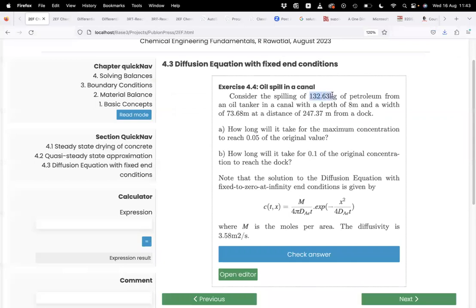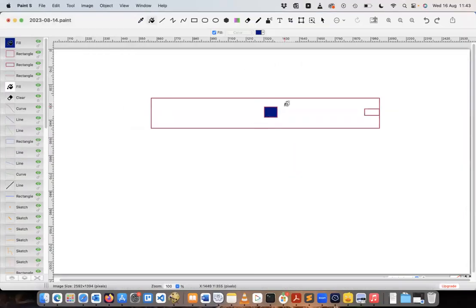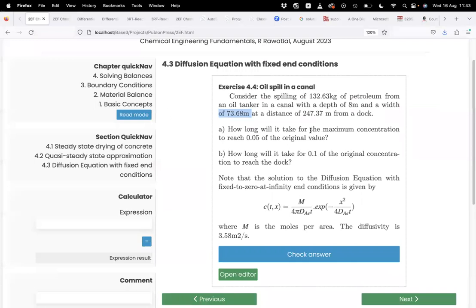So we are given the mass of petroleum that's spilled, and we are given the dimensions of the canal, at least in terms of the depth and width. So in terms of this distance and the distance into the screen. So that's basically the cross-sectional area of the canal if we multiply those two together. What else? We want to know how long it's going to take to reach certain values. And, well, we need a diffusivity as well. Oh, it's down here. So the diffusivity is also given to us.